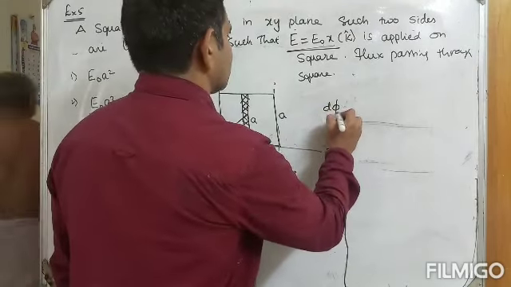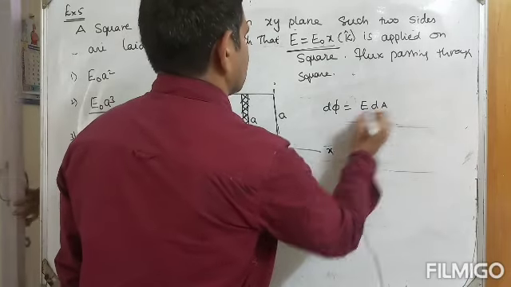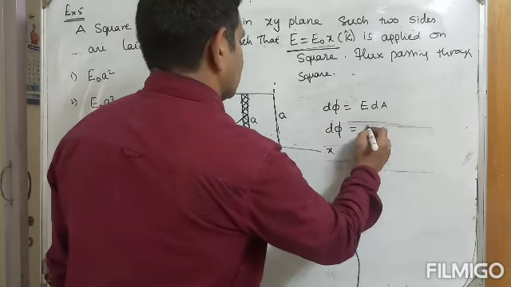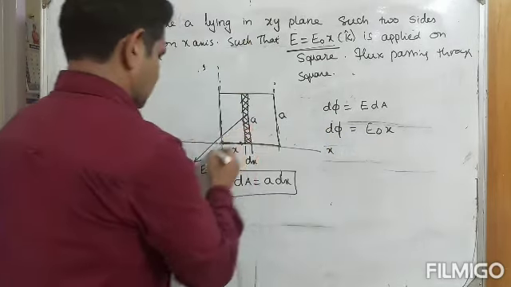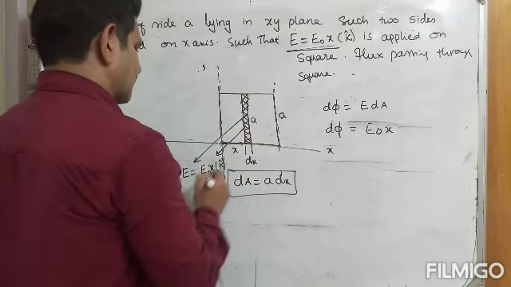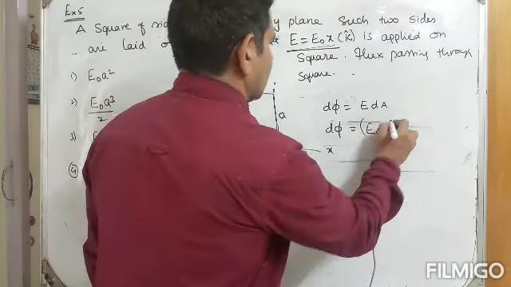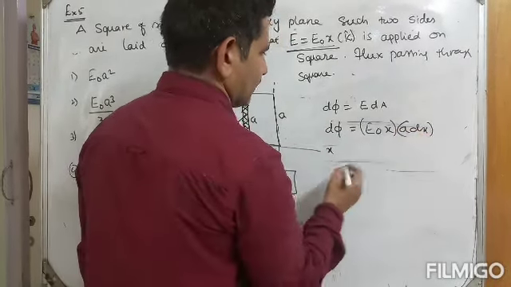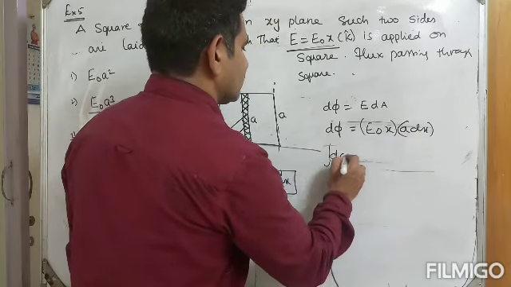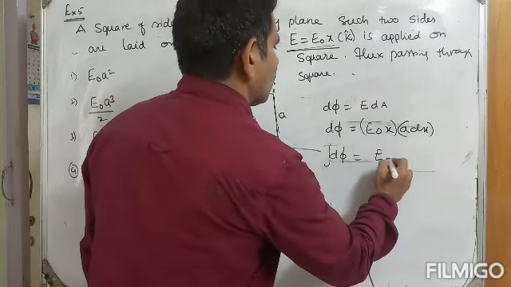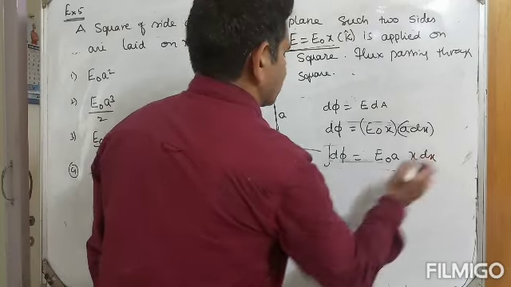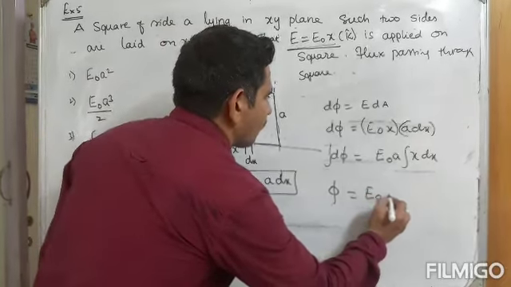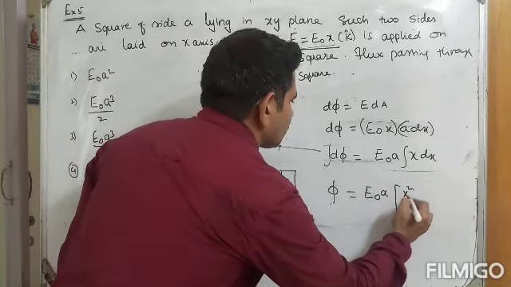Therefore d phi is equal to E dA. Understand? d phi is equal to E naught x in the k direction, dA also in this direction, and dA is how much? A dx. In what direction? K. Both are in the k direction. Therefore integration d phi is equal to E naught A x dx. Understand? Integration on both sides. So total flux is equal to E naught A x square by 2.